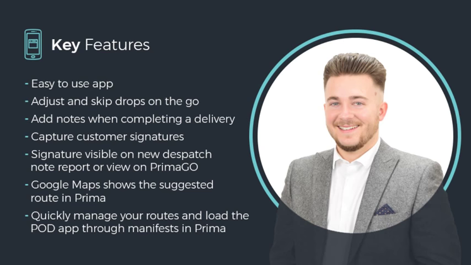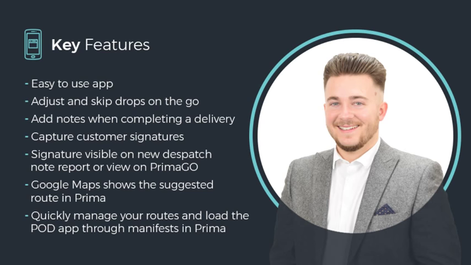The signature is visible on the dispatch note report in Prima, so within movements, dispatched, and the reports list, the new report within there has basically got the option to add in the POD signature, or we can add that into your existing report. It's just a data field in the report.